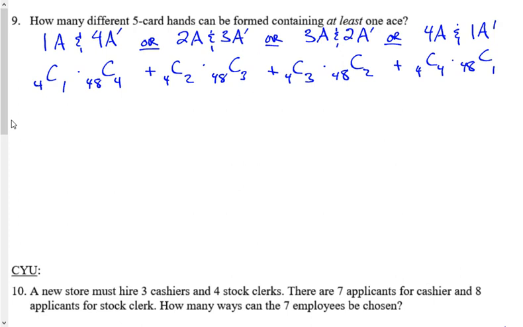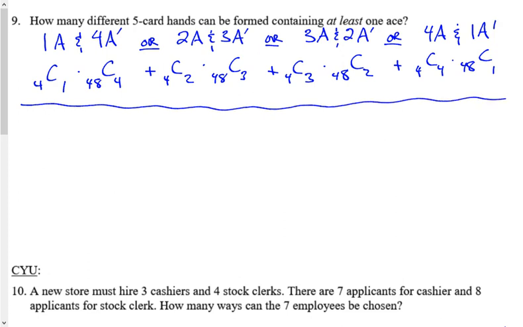We could do this whole calculation. It'd be rather time consuming. In this case, we could find a shorter method. We could look at what are all the hands we could get. So think of all the possible 5-card hands and then subtract out what we don't want. What don't we want? A hand with no aces. So I don't want 0 aces and 5 non-aces.